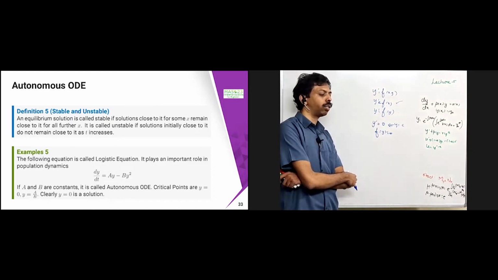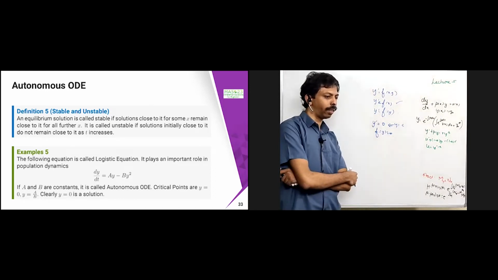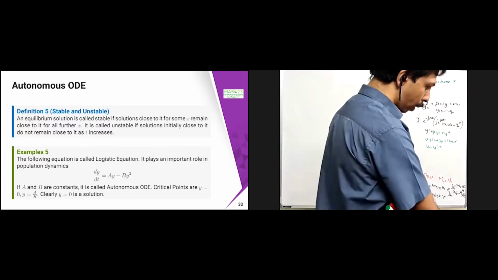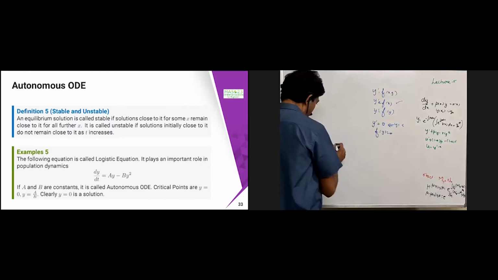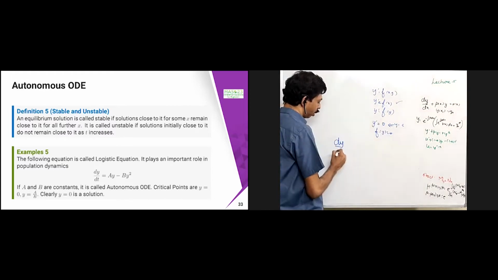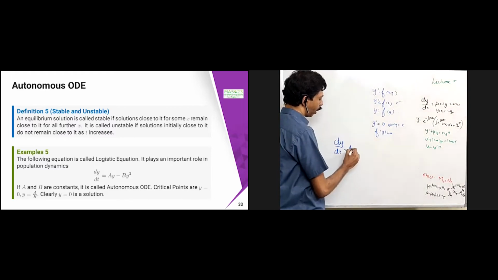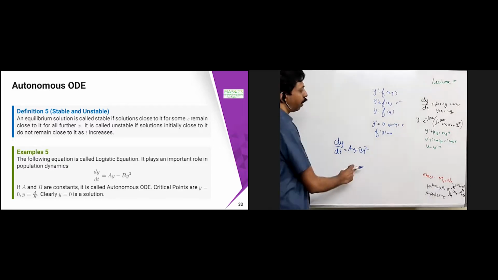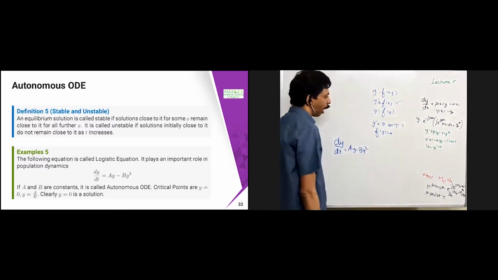Okay, so the following equation is called the logistic equation. It plays an important role in population dynamics. So you have dy/dt equal to ay minus by squared. This is called the logistic equation, where a and b are constants. So you can see that this is of the form y' plus py equal to r of y.